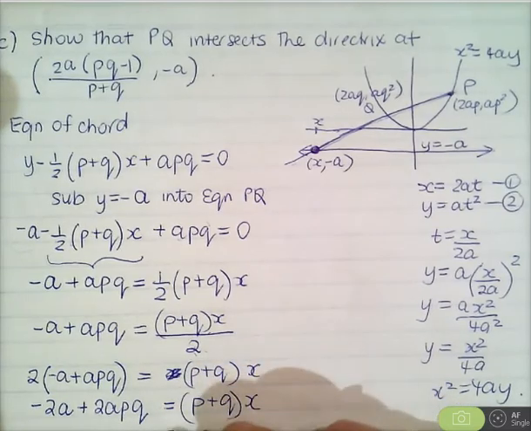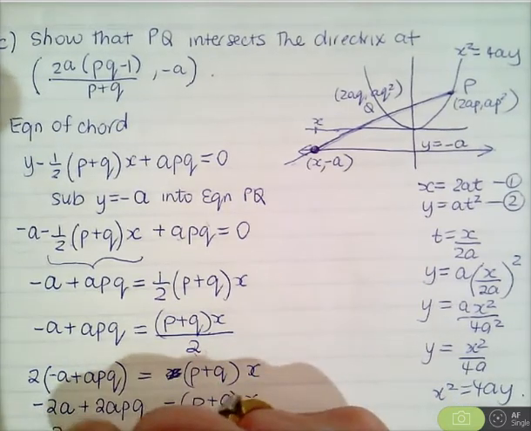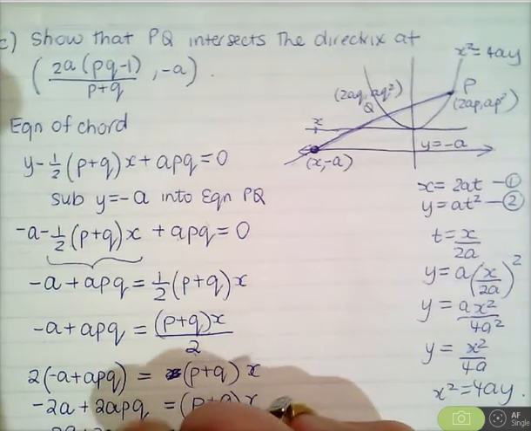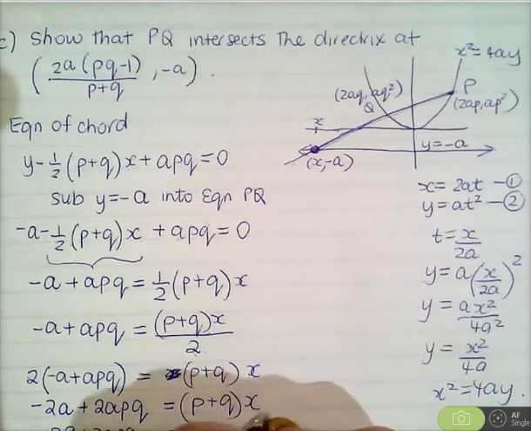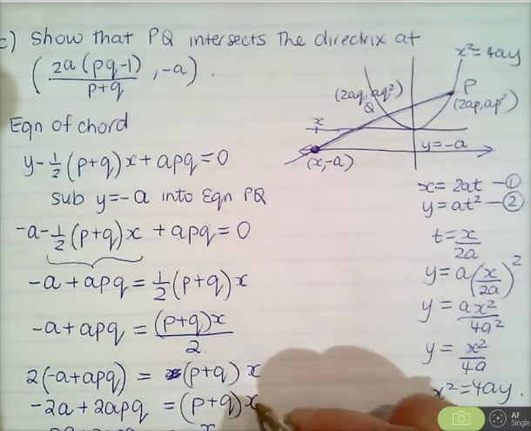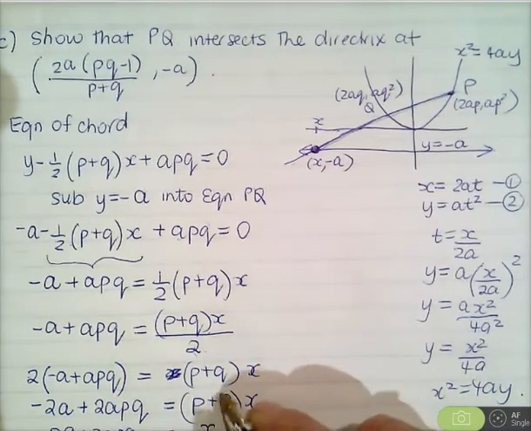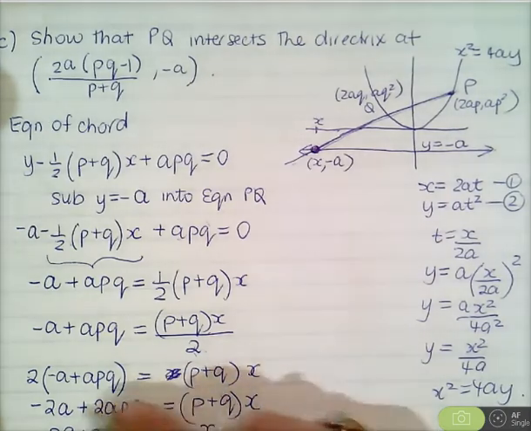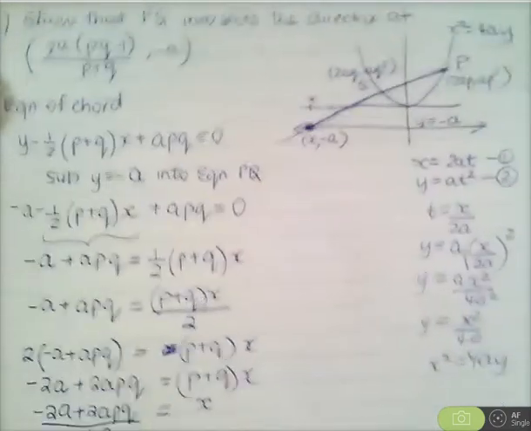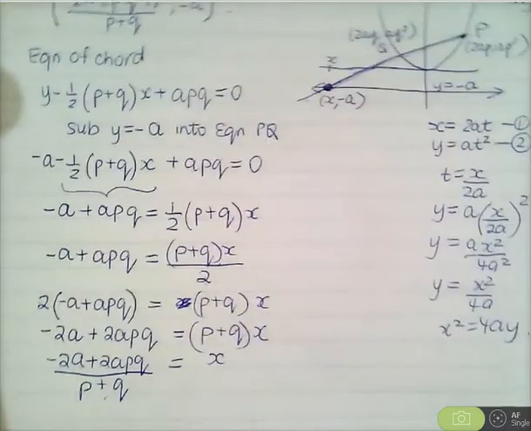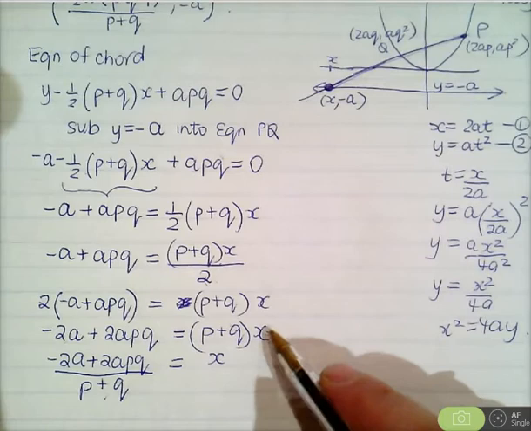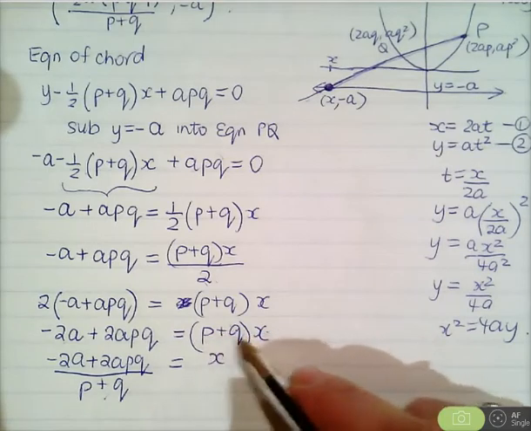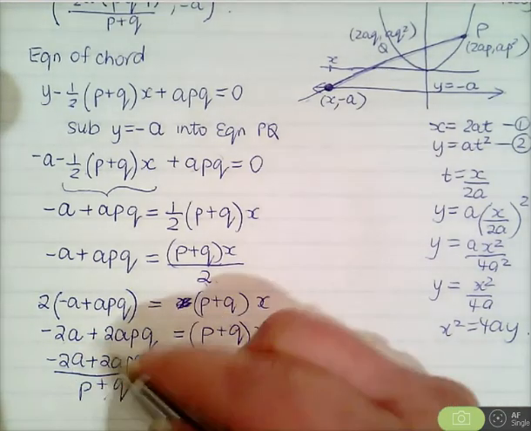And now to get x on its own, I will just divide this side by the p plus q. Because I've got x times this p plus q, to get rid of that and take it to the other side, it's all of that divided by p plus q. So I've got this here is equal to p plus q times x. To get the x on its own, I'll be dividing by p plus q, bring that down there.